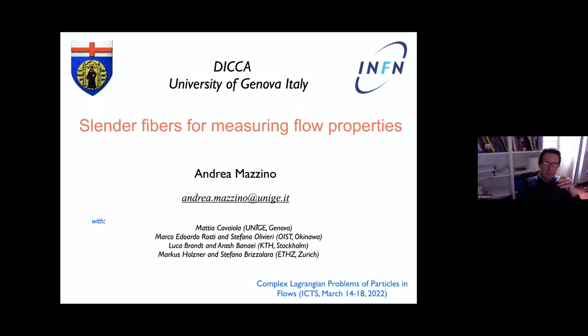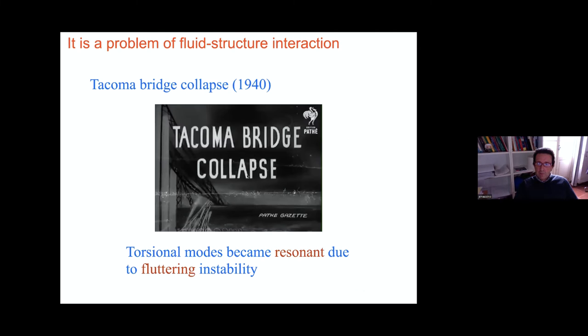I can show you a very short, old movie showing the impressive failure of the structure, which is instructive also for the remainder of the talk. So let us take a couple of minutes for this movie. Wait a second, got it, okay.